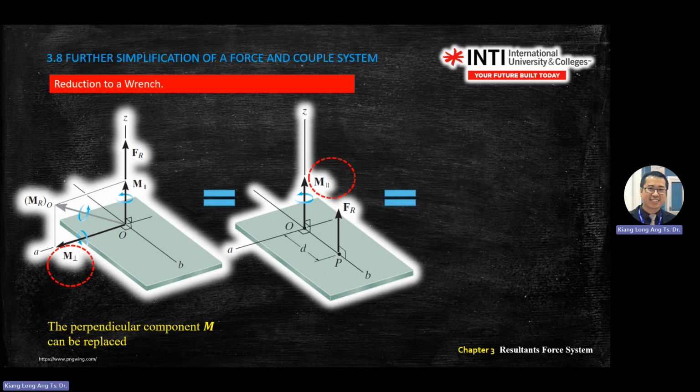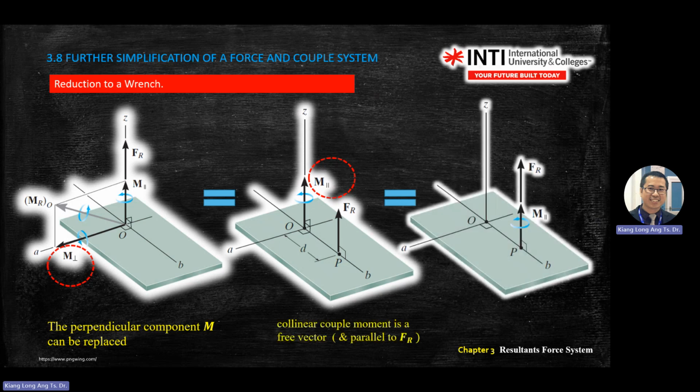You can also eliminate the parallel moment by how? By moving this moment parallel to the R. You can shift the one that's parallel to the new location without affecting anything. Moment can move in parallel one because your thumb is always pointing out, your fingers always curve.